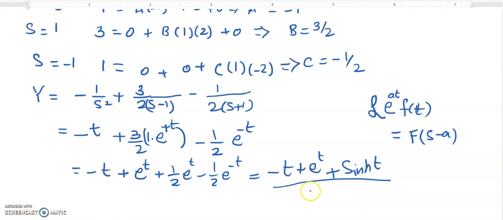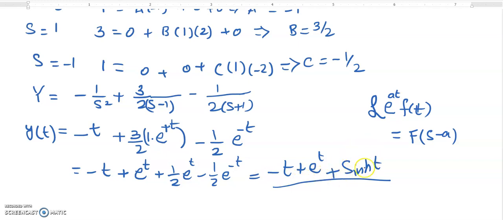This is the solution. Remember that from here we have transformed from s to t, so it will not be Y, it will be y of t, small y of t. So this is the solution of the initial value problem.